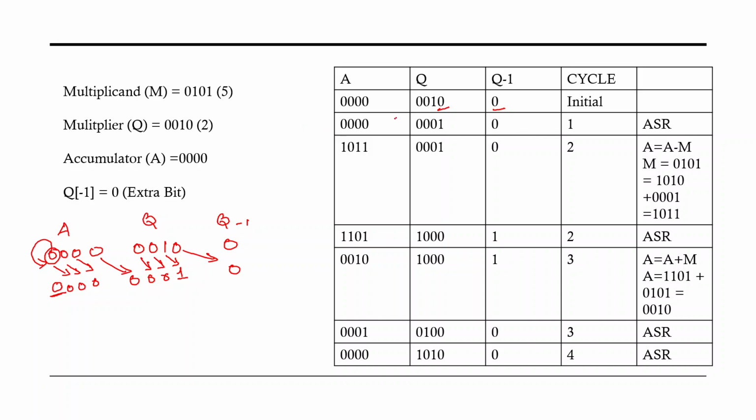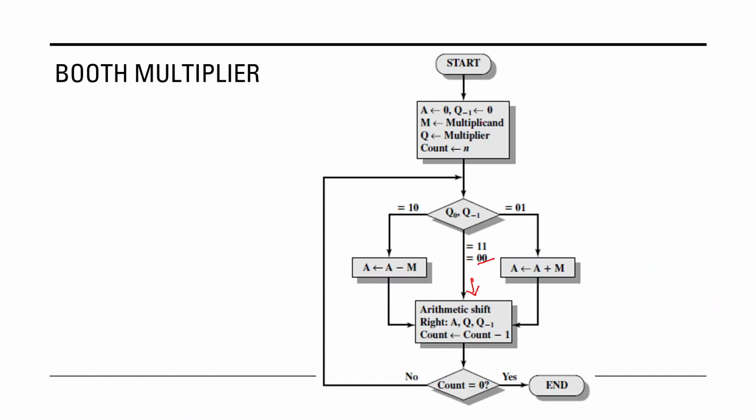So now you can see after arithmetic shift right, 0, 0, 0, 0, 0, 0, 1 and 0. You can see here, after arithmetic shift right, 4 zeros, 0, 0, 0, 1. So first cycle is over. So now we will check for the second. Now Q0 value is 1 and Q-1 value is 0.